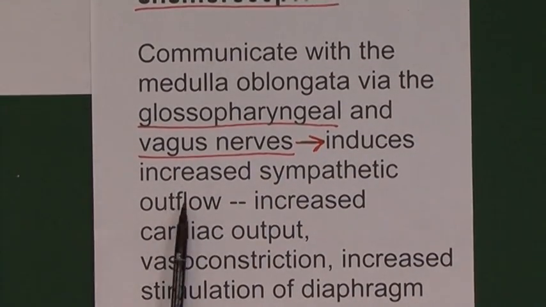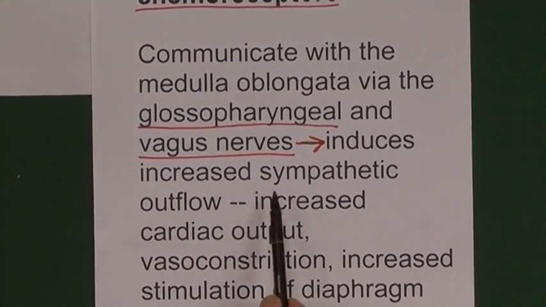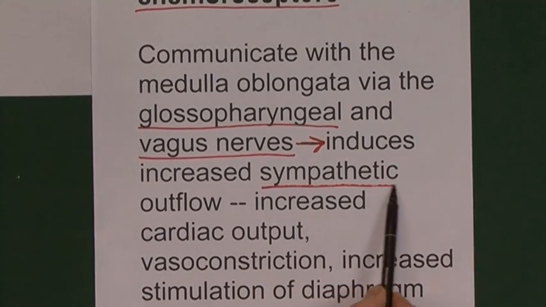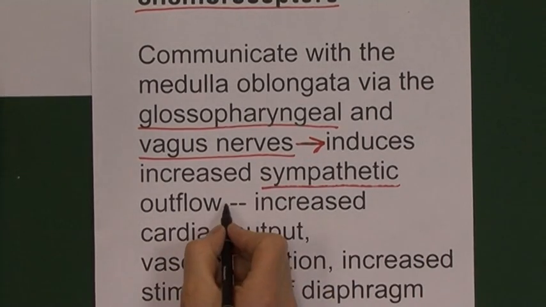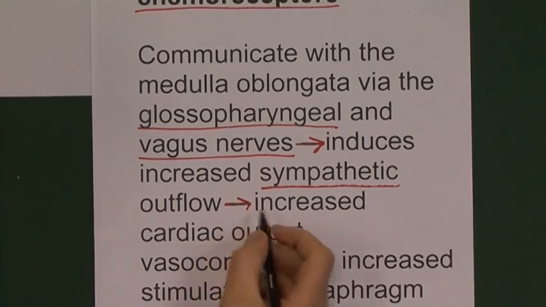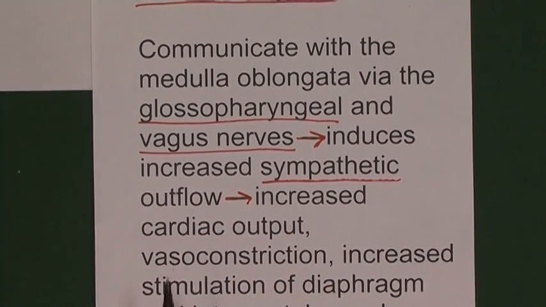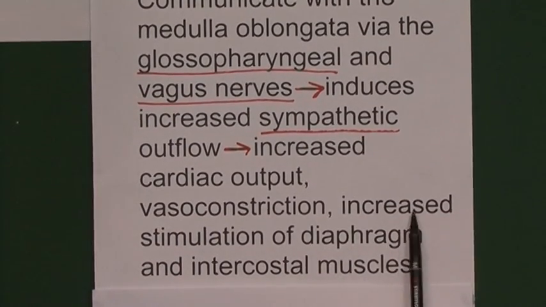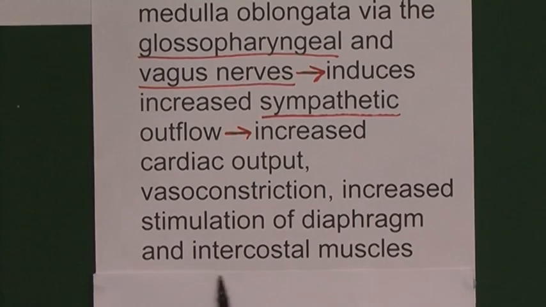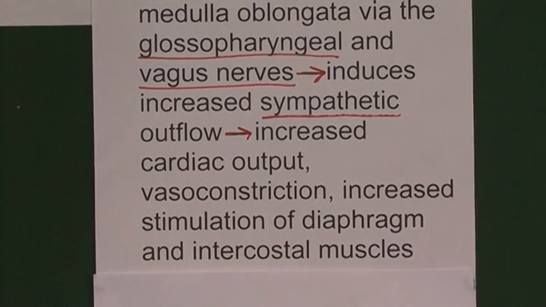And when hypoxia is detected, this induces increased sympathetic outflow from the brainstem. Sympathetic, remember, is the fight or flight component of the autonomic nervous system as opposed to the parasympathetic. So this hypoxia induces increased sympathetic outflow. This sympathetic outflow in turn increases cardiac output, attempts to bring about vasoconstriction, and increases the stimulation of the diaphragm and intercostal muscles to increase ventilatory effort.